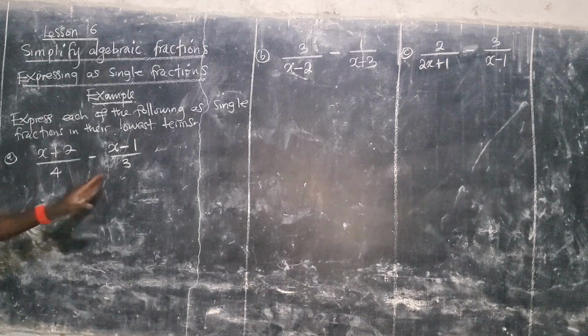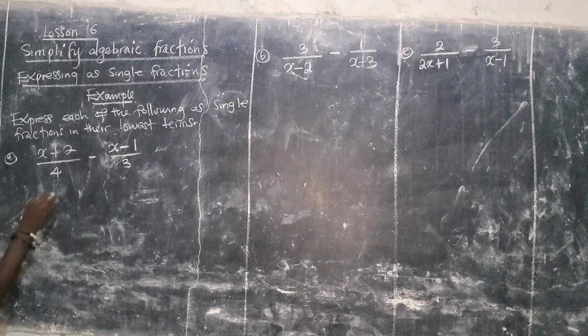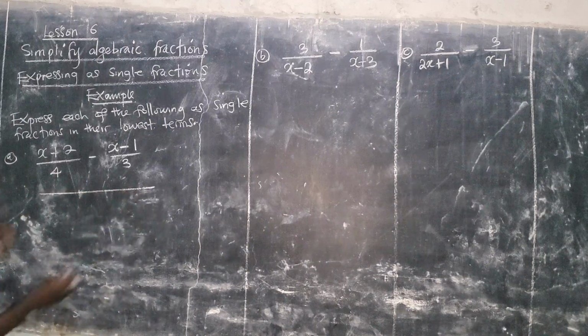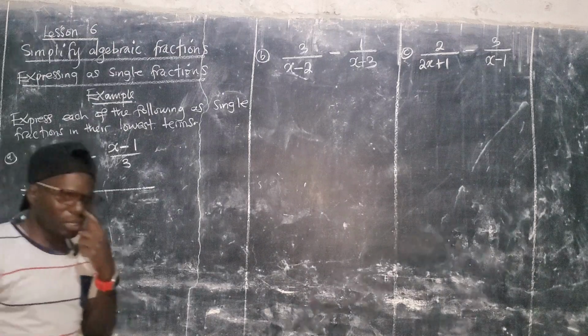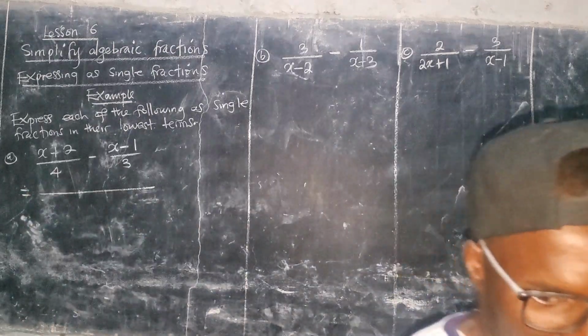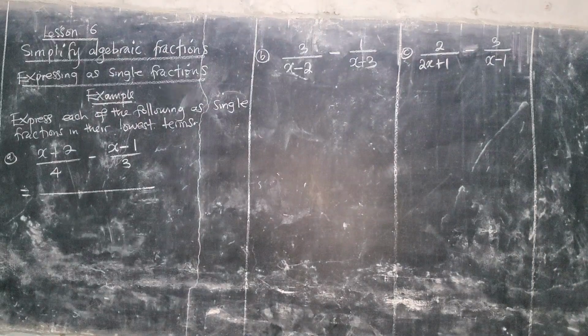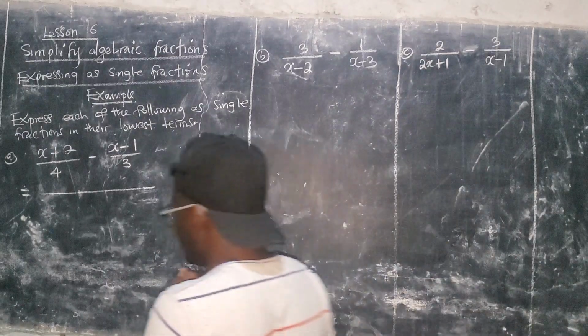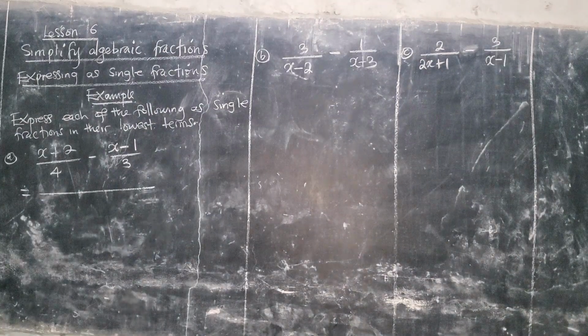So now, when you're having one denominator, we're going to find a number where 4 and 3 can go into without leaving any remainder. What number is that? 12. Okay, so we've got 12.